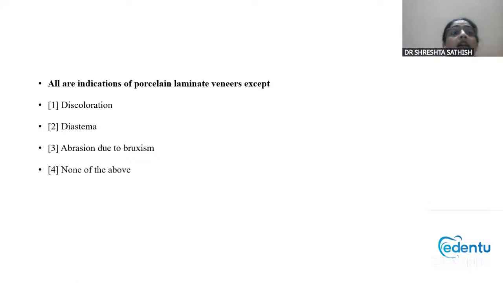All of these are indications for porcelain laminate veneers, except discoloration, diastema, abrasion due to bruxism, or none of the above. Discoloration, yes, it is an indication. Diastema, of course, it is an indication. Abrasion, though, cannot be considered as an indication for veneers. Why? Because in abrasion, most of the enamel layer is gone. So in that case, you cannot take a risk of placing a laminate veneer because veneer bonds only well with your enamel.